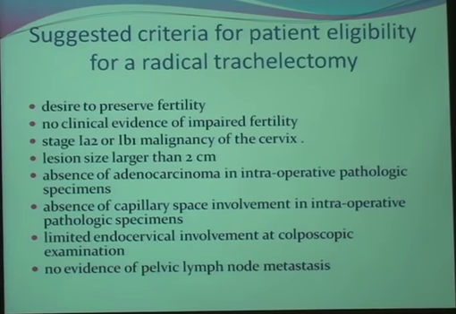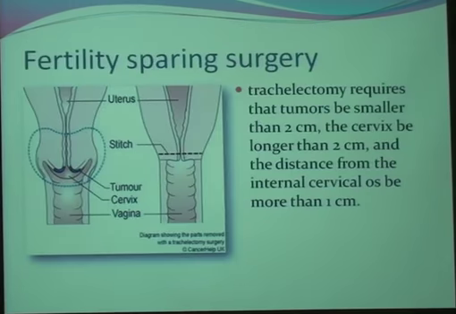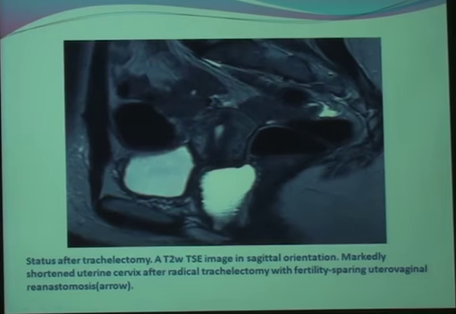All of these are the major criteria, but depending on the MRI, trachelectomy requires the tumor to be smaller than 2 cm, the cervix to be longer than 2 cm, and the distance from the internal cervical os to be more than 1 cm. All of these measurements can only be performed through an MRI examination. As we can see in this image, the cervix is removed, and there is primary anastomosis between the vagina and the lower uterine body segment.